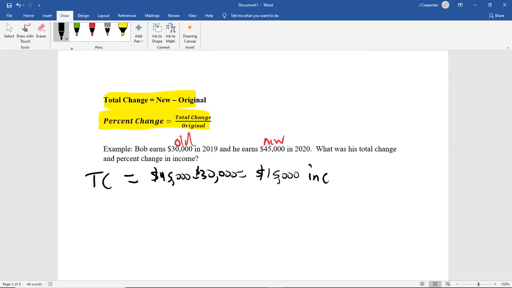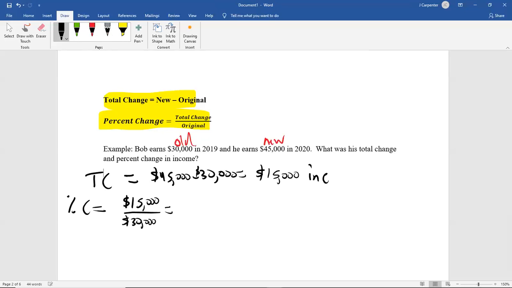Then our percent change, this is the ratio of that figure we just got, the total change. So that's the $15,000 divided by the original amount. So that's the 45, right? Nope. The original, the 30,000.